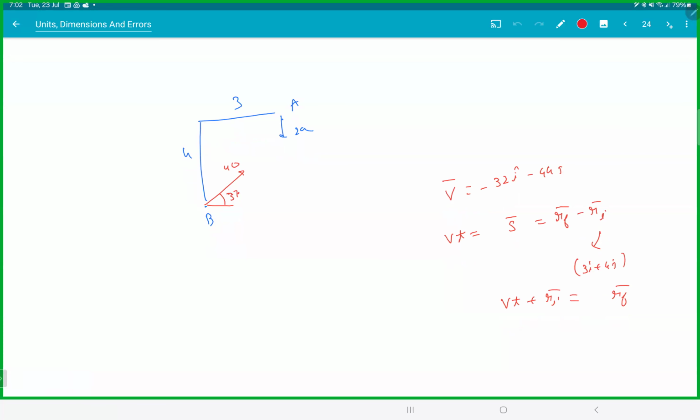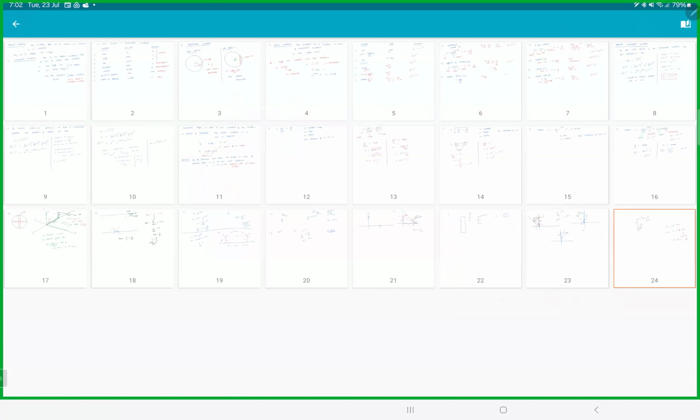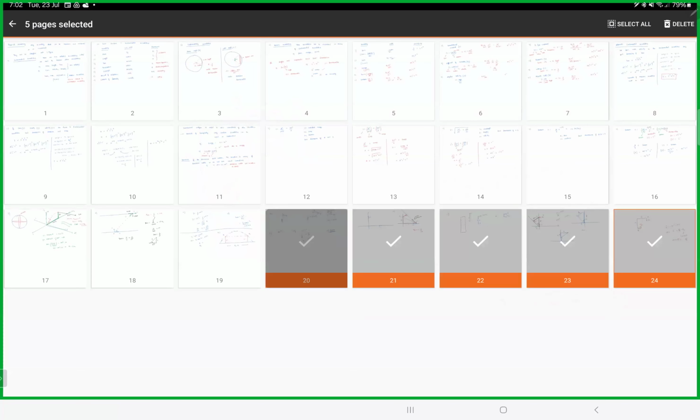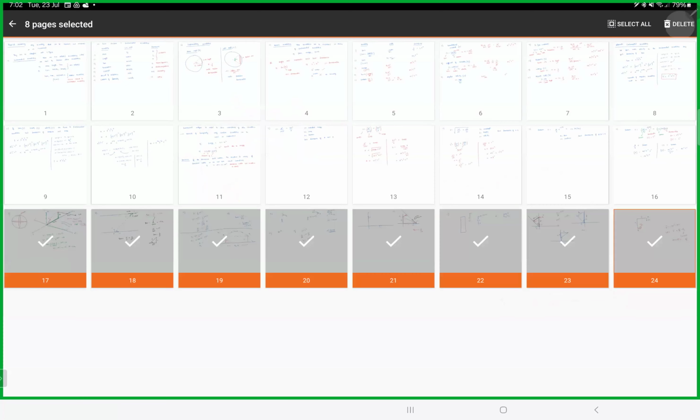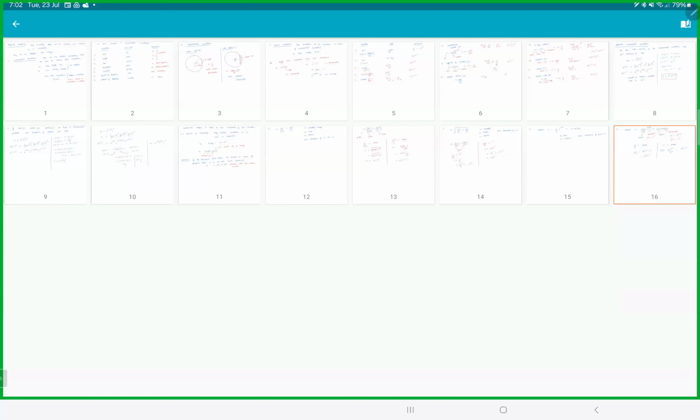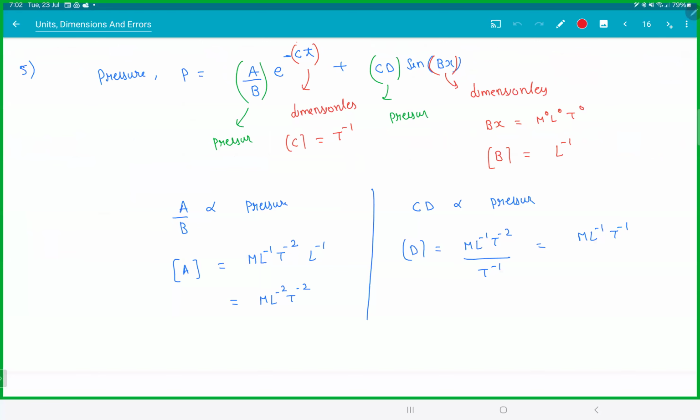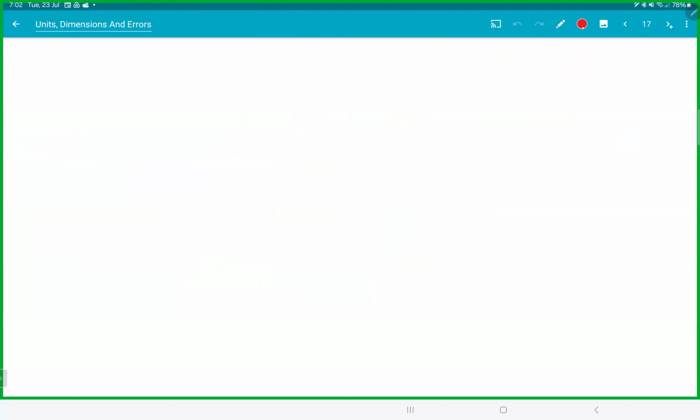So last thing we did was this. Great. So let's go ahead. Now, dimensional analysis is also useful to find the relation between different quantities.